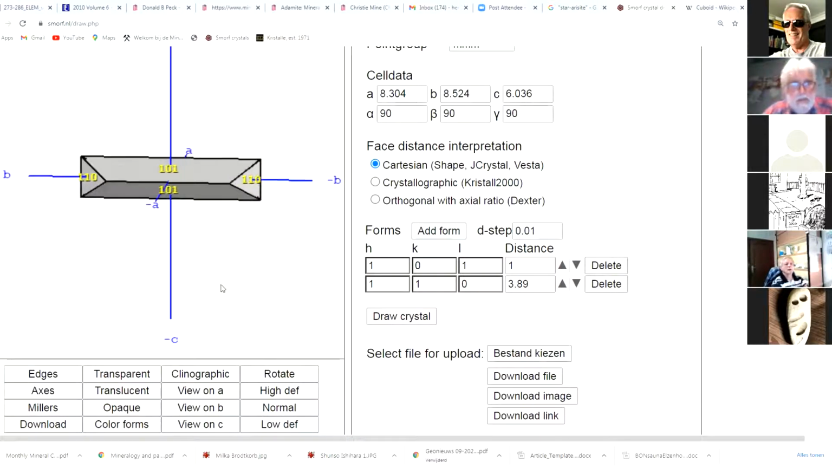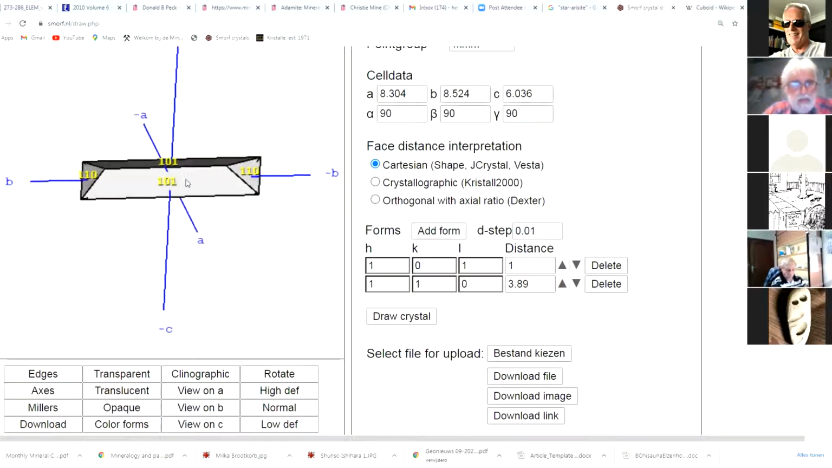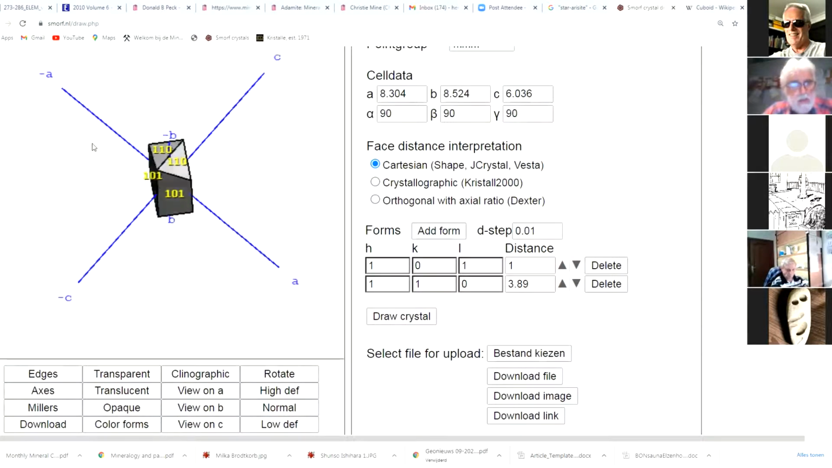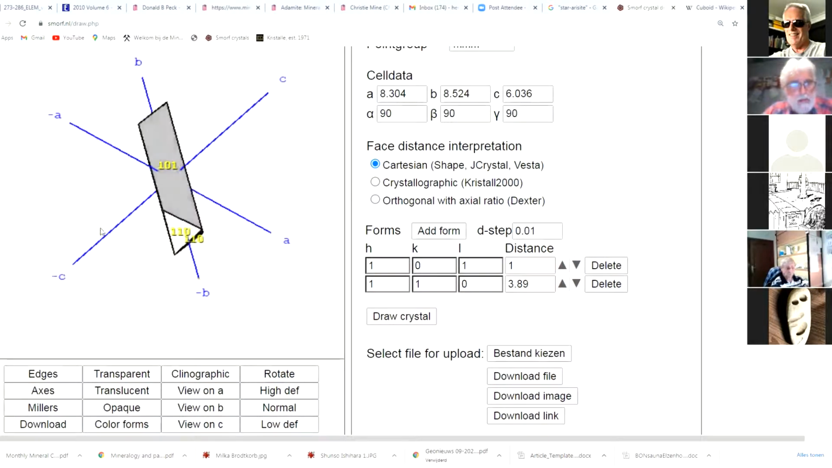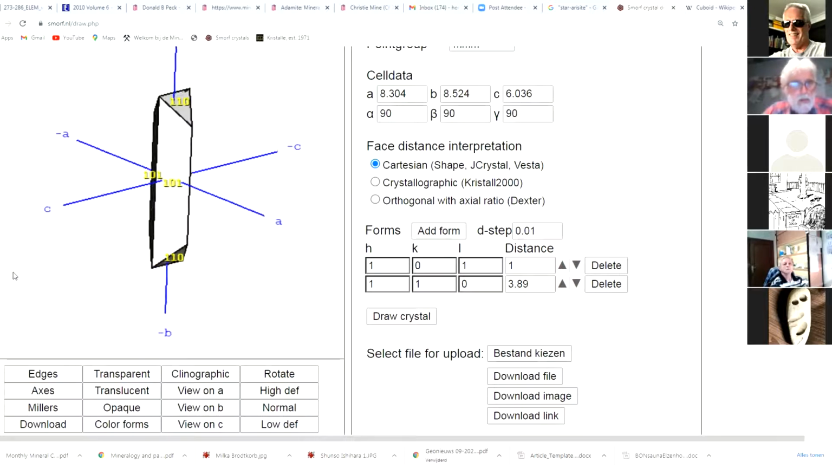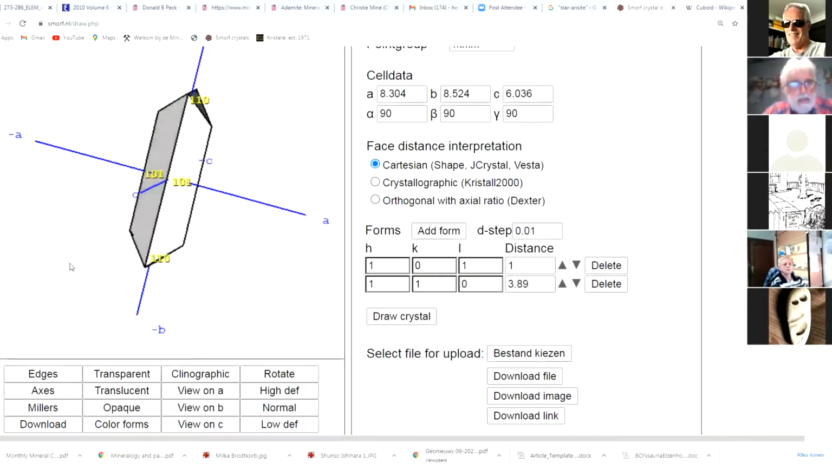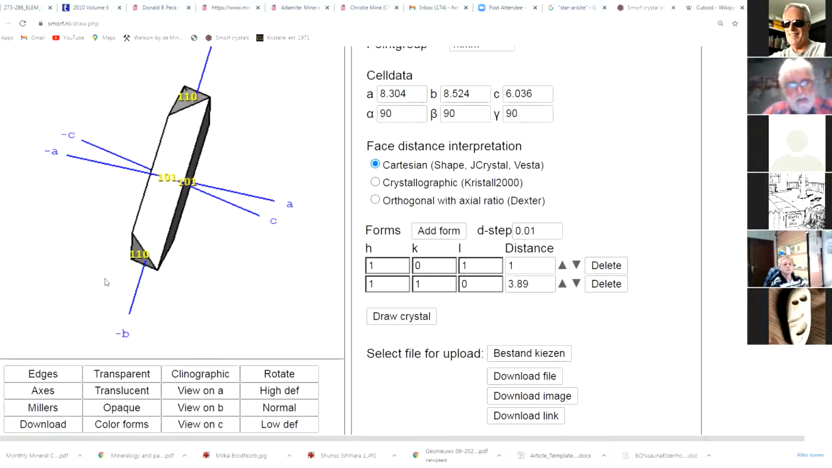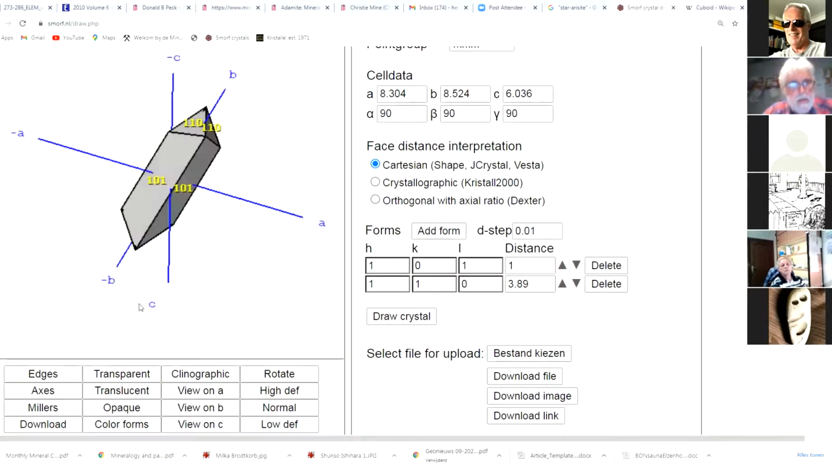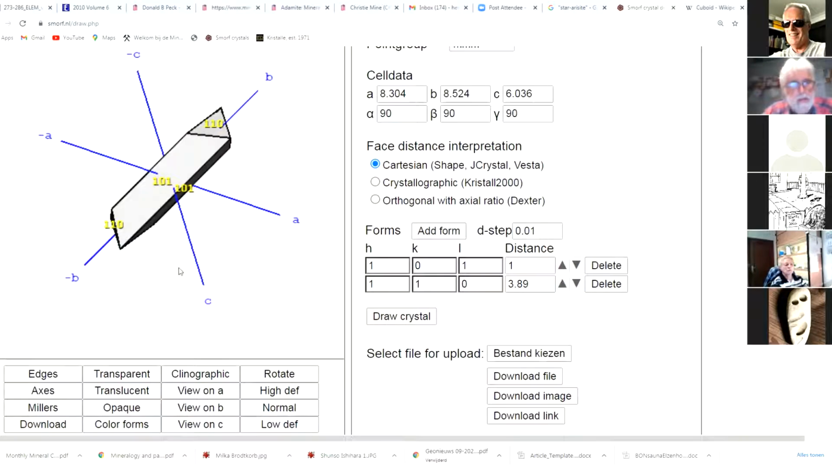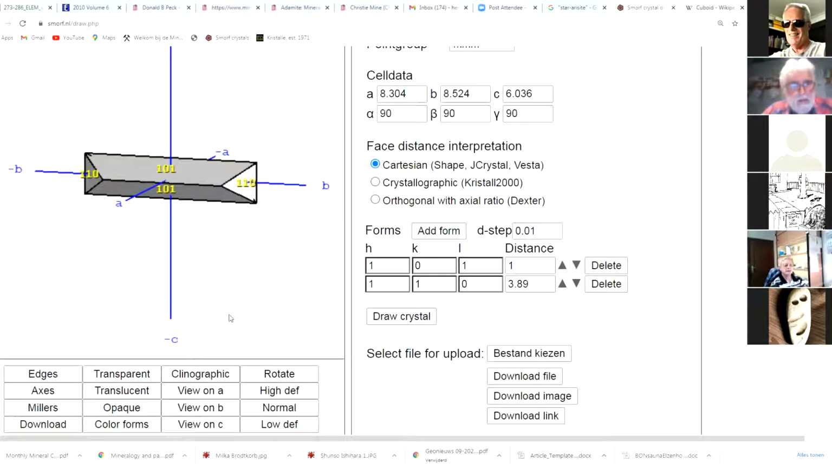Okay. And what is nice too is that with the mouse, you can actually turn it in any direction you want. So if you are making a crystal drawing and you want the orientation to be exactly the same as the real crystal you're drawing, you can do it by manipulating the drawing here with your mouse. And if you want to have the standard orientation again, you just click on Crystallographic and there you get it.